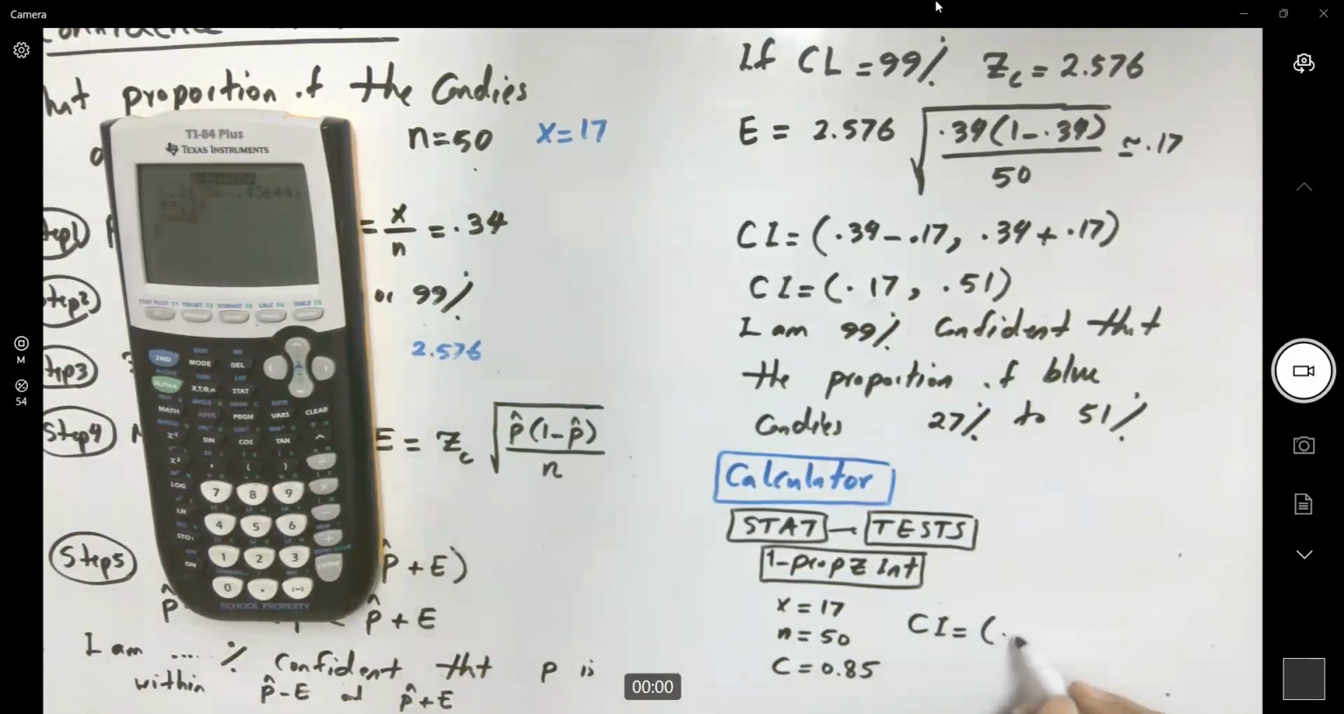This is the confidence interval that you get. It is 0.2436 and 0.4364. So the population proportion is in between 24.36% to 43.64%. This is the proportion of blue candies in your population.